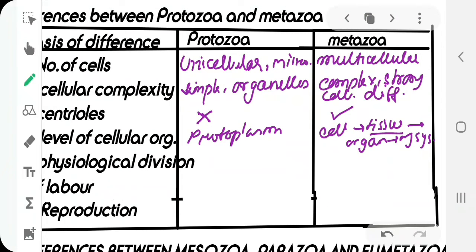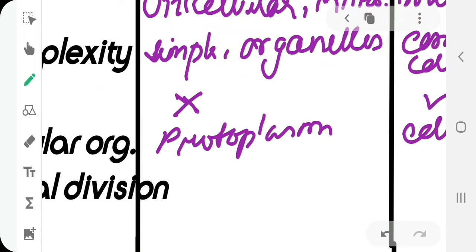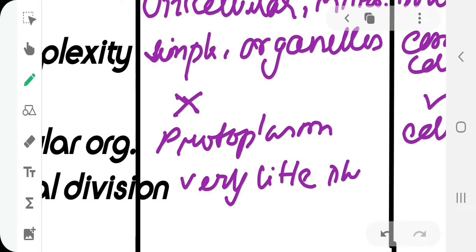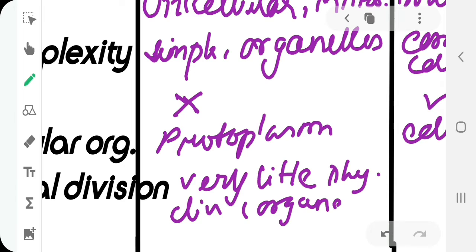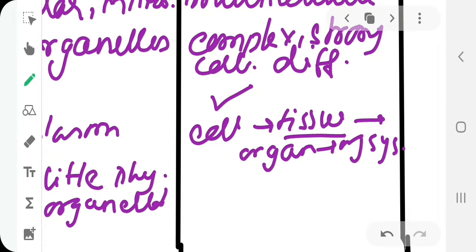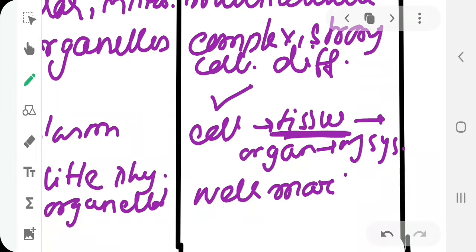Next, the physiological division of labor between the cells. There is very little or no physiological division of labor between the cell organelles. So very little physiological division between the organelles. It is only between the organelles, whereas here they have very nice division of labor because the tissues over here are those cells which have the same function. So in the first place, if they are having the same function, they are coming together, so obviously they have well marked physiological division of labor.